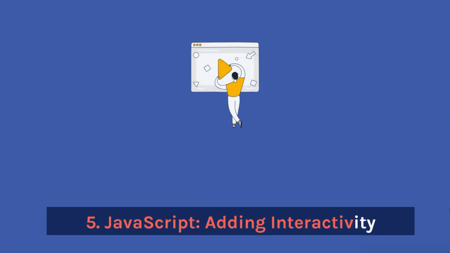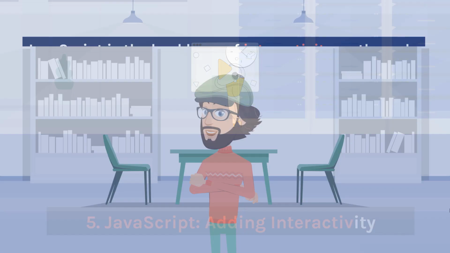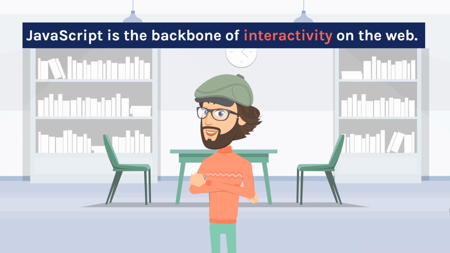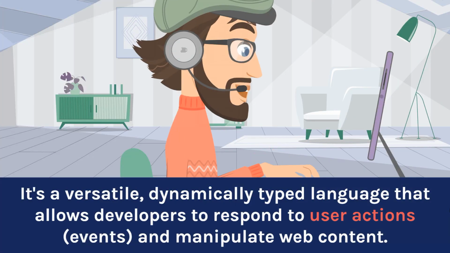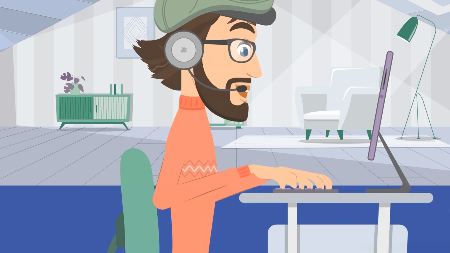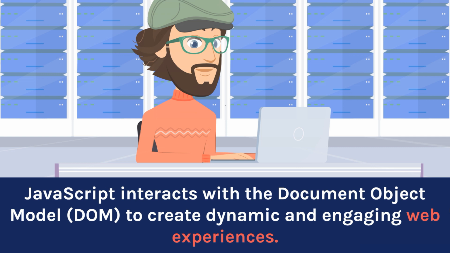Number 5. JavaScript adding interactivity. JavaScript is the backbone of interactivity on the web. It's a versatile, dynamically typed language that allows developers to respond to user actions and events or manipulate web content. JavaScript interacts with the Document Object Model or DOM to create dynamic and engaging web experiences.